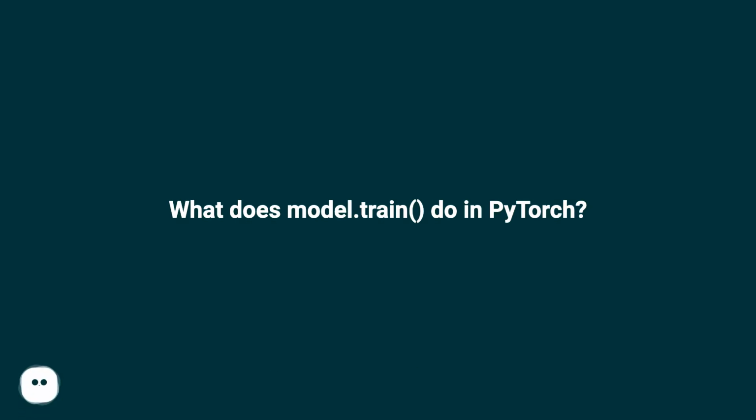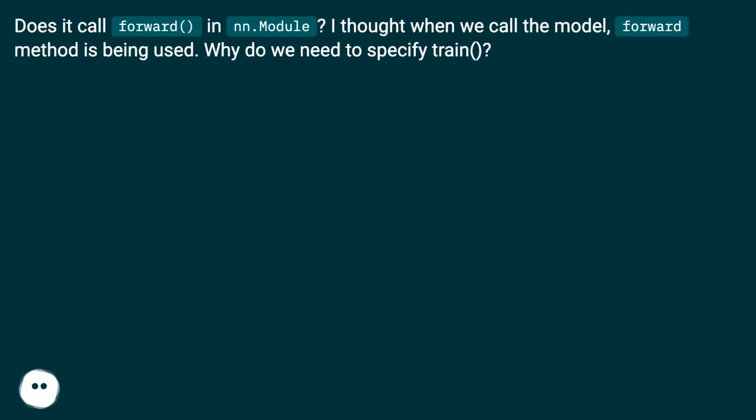What does model.train do in PyTorch? Does it call forward in nn.Module? I thought when we call the model, the forward method is being used. Why do we need to specify train?